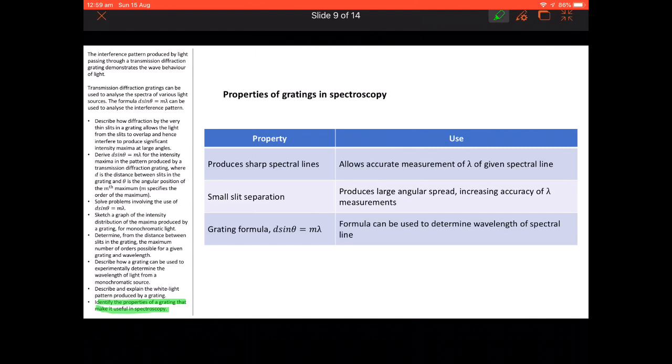The small slit separation of gratings produces a large angular spread, and this also increases the accuracy of your wavelength measurements. And lastly, it's not so much a property of gratings, but the fact that you can use the grating formula allows you to determine the wavelength of a spectral line. So all of these properties are useful in terms of determining the wavelength of spectral lines.